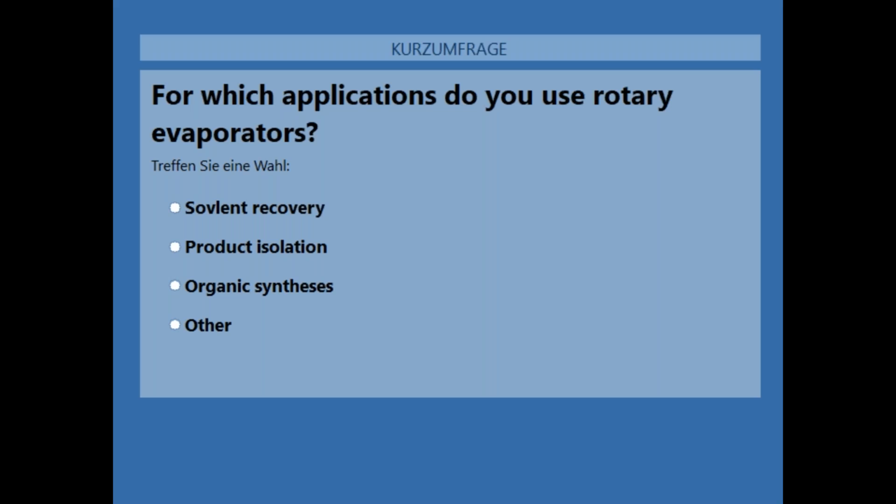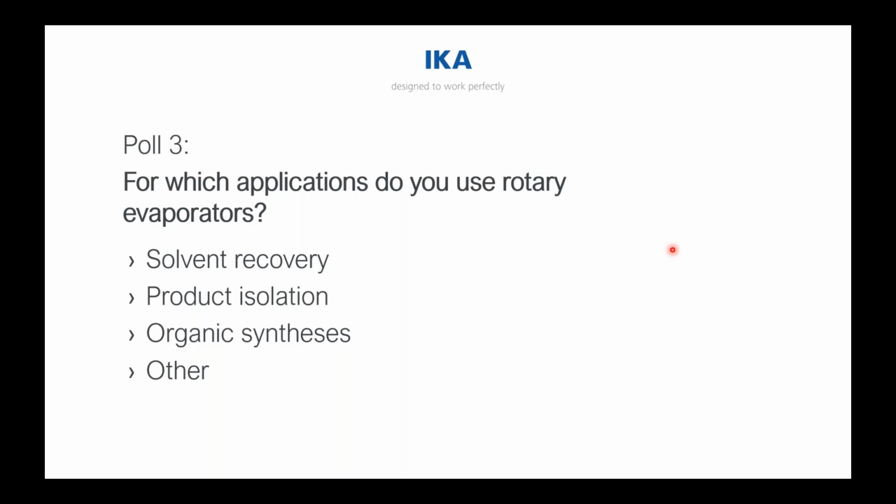Okay. It's more or less a clear picture. 60% are voting for the product isolation. And then we have roughly 20% for solvent recovery, which is an important one as well, I guess. And 16% are others, while 6% are doing organic synthesis. So more than 60% product isolation, roughly 20% solvent recovery, others, and 6% organic synthesis. Thanks again for voting here. Thank you very much for voting.